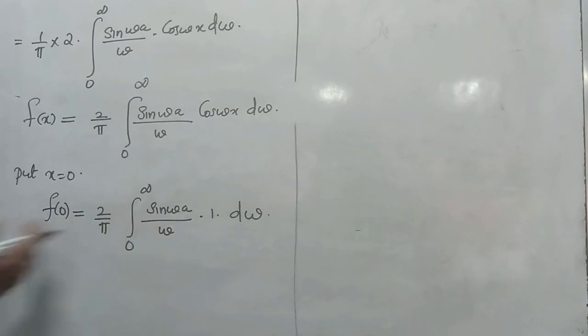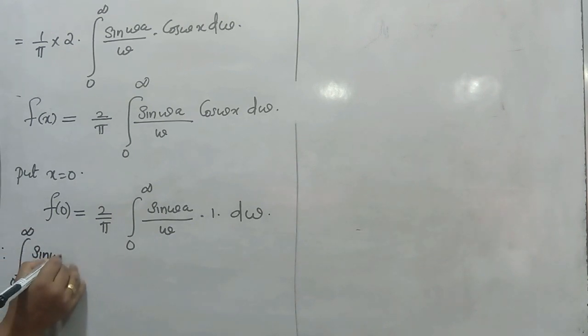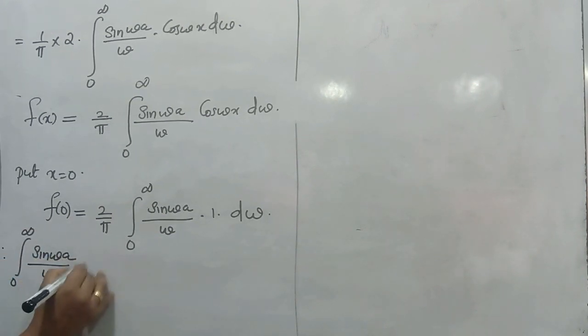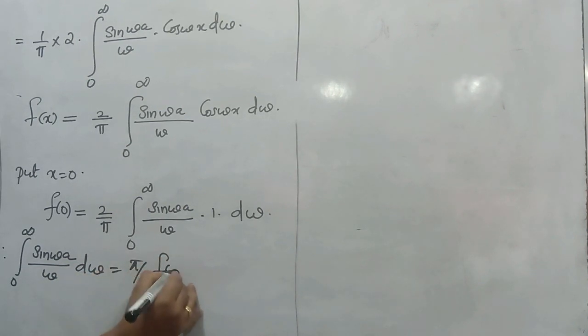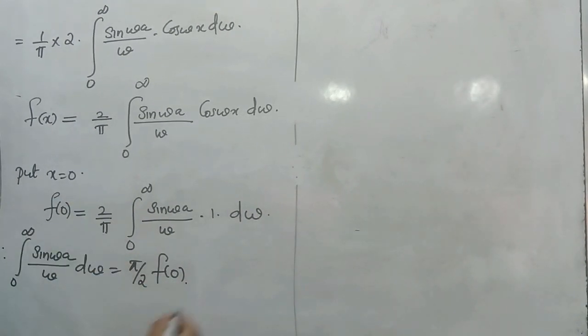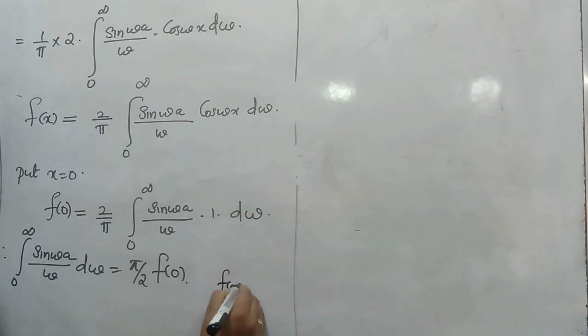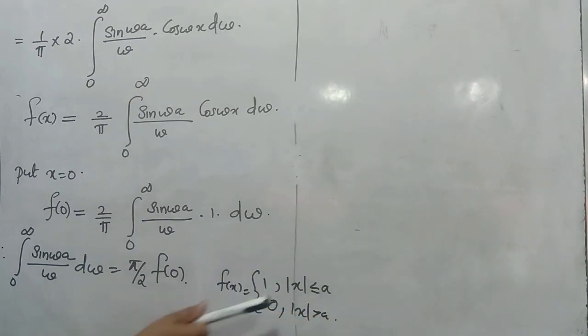Now from this result we have the integral from 0 to infinity of sin omega a by omega d omega equal to pi by 2 times f of 0. Then what is the value of f of 0? How was f of x defined in the question? f of x is 1 for mod x less than or equal to a, and in all other intervals the value of the function is 0. And here f of 0 is in between this interval.